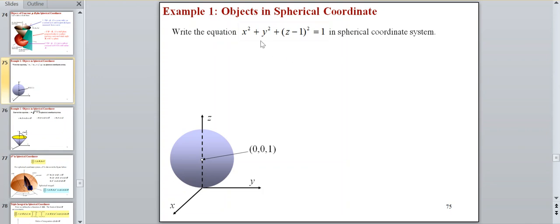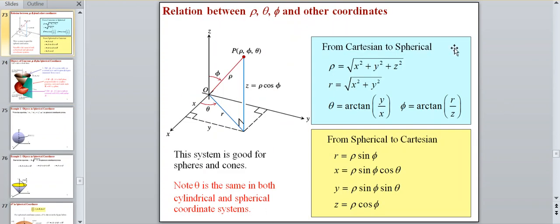So you can see this is the equation of a sphere centered at (0, 0, 1) with radius 1. We want to obtain the spherical equation of this sphere using these equations. You can see the relation between spherical and Cartesian coordinates using these equations. Okay, let's do it.